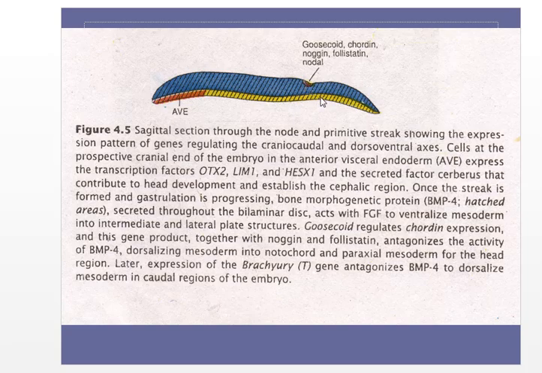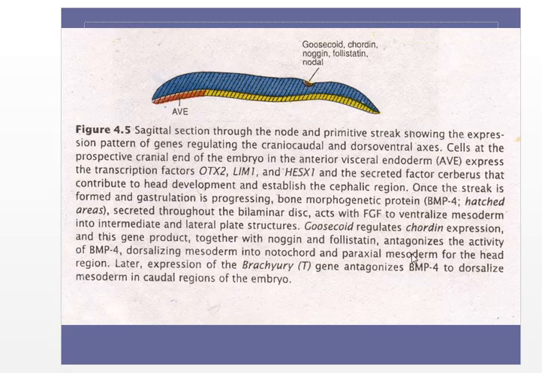the one gene that is named goosecoid is expressed. As a result of the expression of this gene, another transcription factor, chordin, is expressed, and this gene's product together with noggin and follistatin causes dorsalizing of mesoderm into notochord and the paraxial mesoderm.